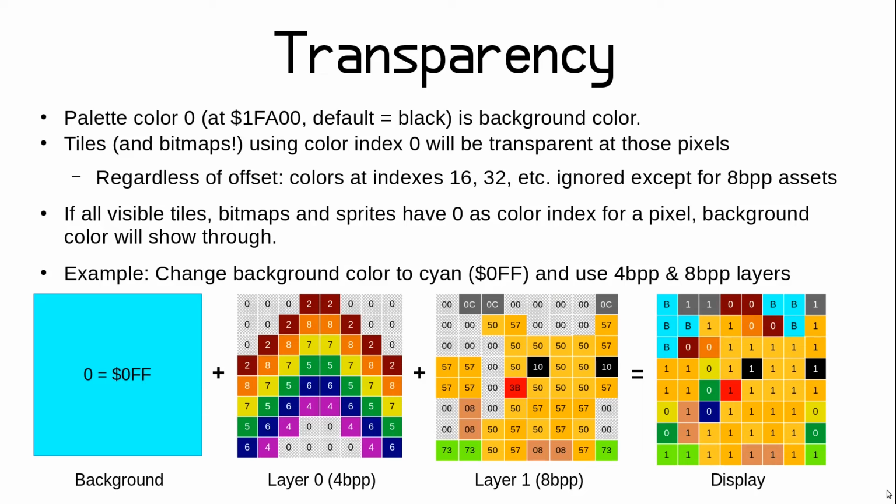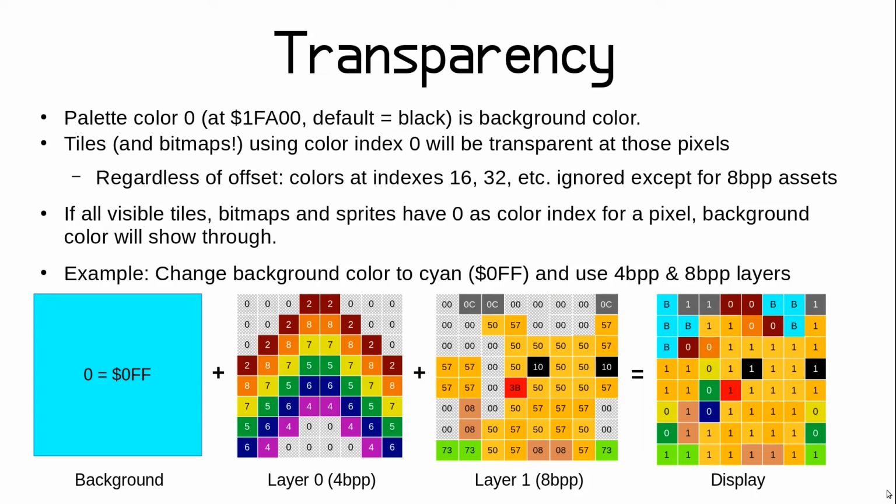What you need to visualize to understand layers is not just the 2 graphics layers that you define, but also a background layer that only has a single color, black by default. You can change that color at the very beginning of the palette by writing a new value to VRAM at hex 1FA00. This background color will show through if color index 0 is used for all layers at any given pixel. This is also true for bitmap layers and all sprites, as we'll see in future episodes.